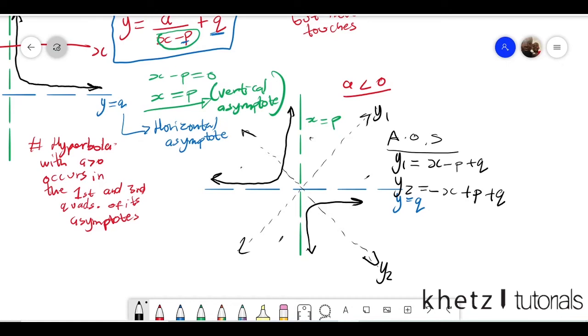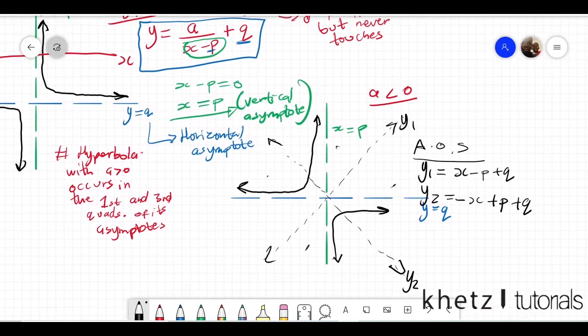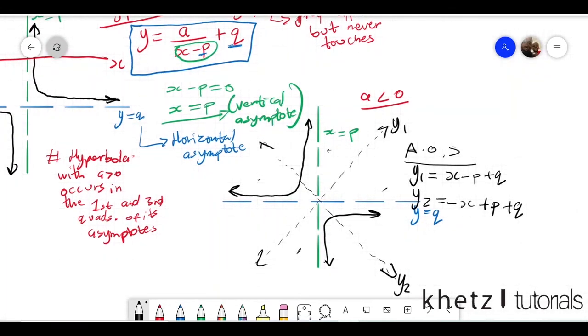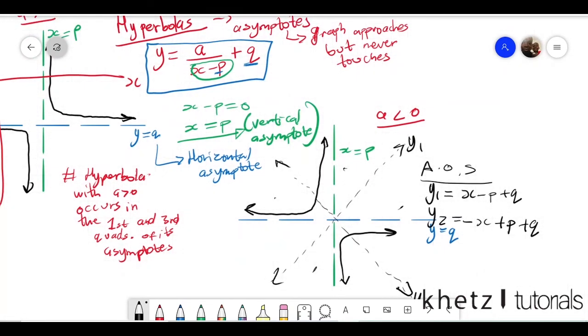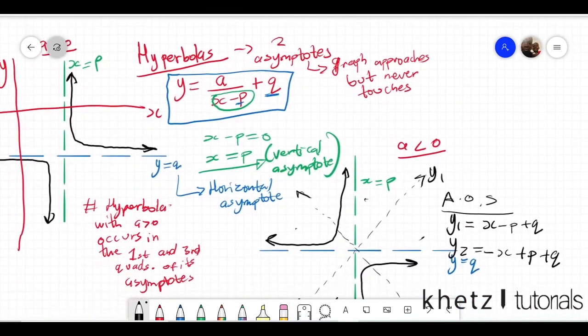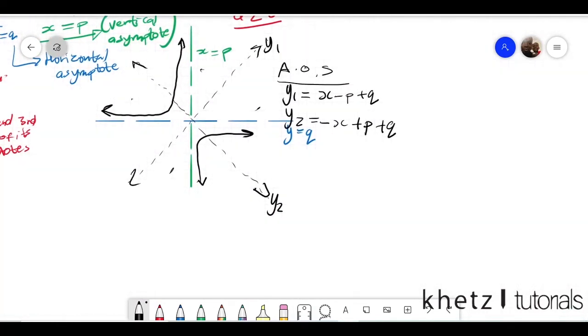So if a question comes and it says find the axis of symmetry of the following hyperbola, you just have to come to your equation up here, take the values of p and q, come down here and use this formula to form your equations for the axis of symmetry. For the positive axis of symmetry, you're going to say y1 equals x, subtract p, plus q, and for the negative one, you're going to say negative x plus p plus q. That is basically how you do that.